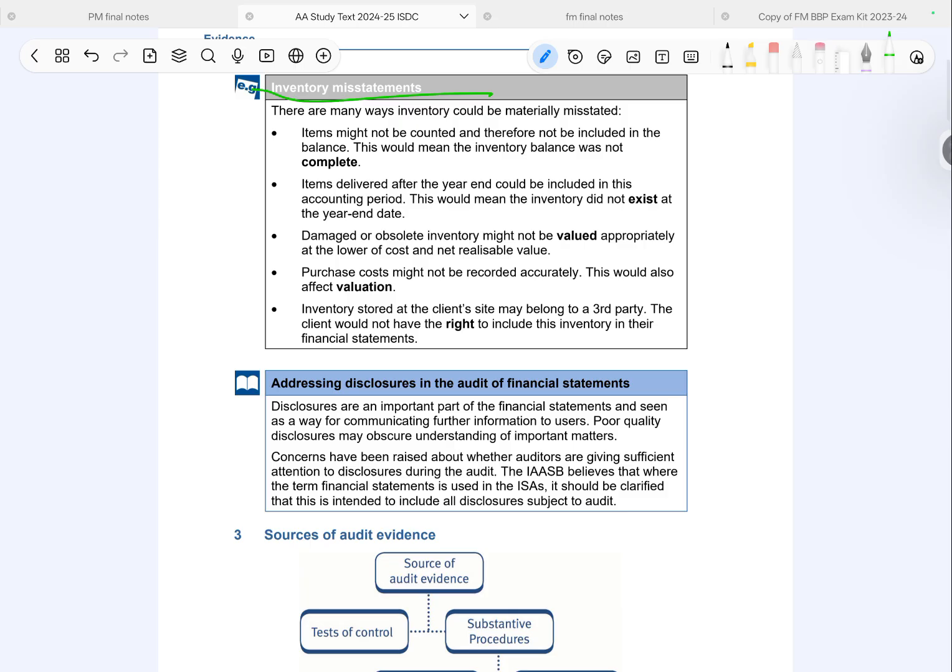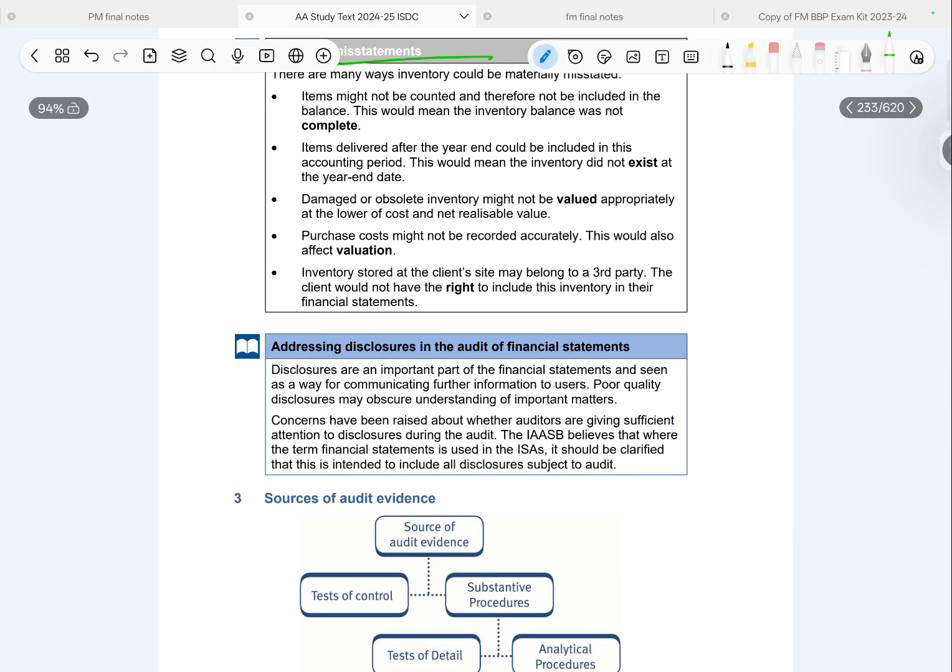Fourth, purchase cost might be recorded incorrectly, which directly affects valuation. And lastly, some inventory might actually belong to a third party, so the company doesn't have the rights to include it. Now let's talk about disclosures.